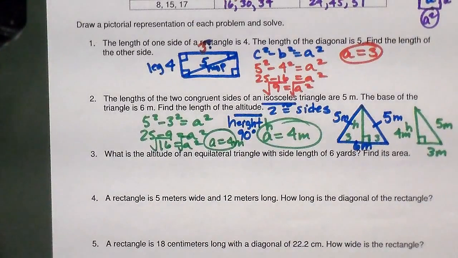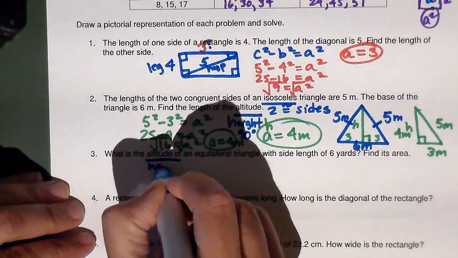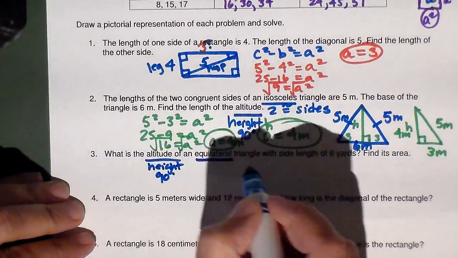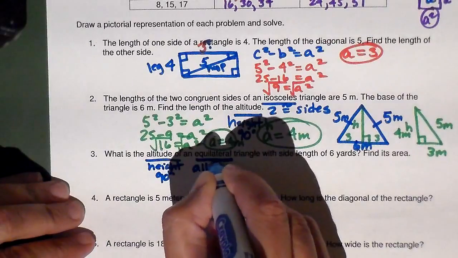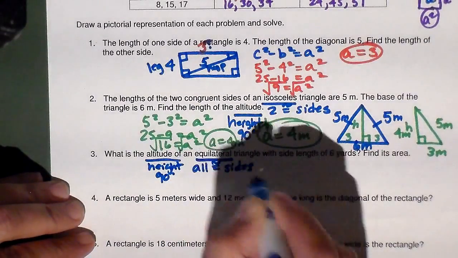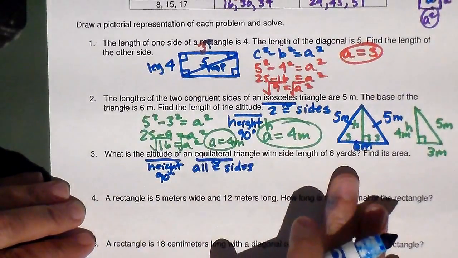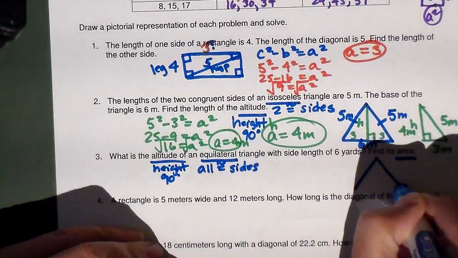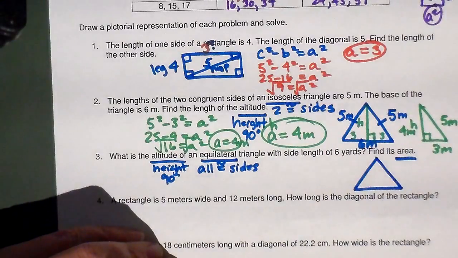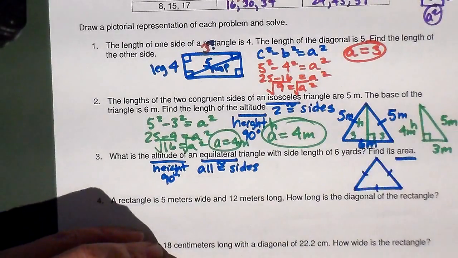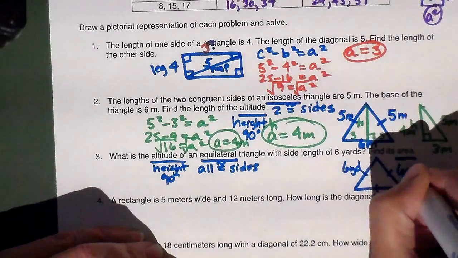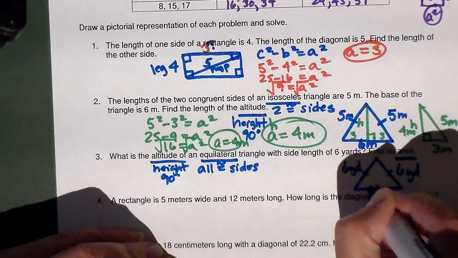Okay, let's look at number 3. Number 3 says, what is the altitude? What is the height at 90 degrees of an equilateral triangle with side lengths of 6 yards? Find the area. I'm going to draw my equilateral triangle here. Equilateral means all the sides are congruent. It tells you the side lengths are 6 yards, so I got 6 yards, 6 yards, and 6 yards.